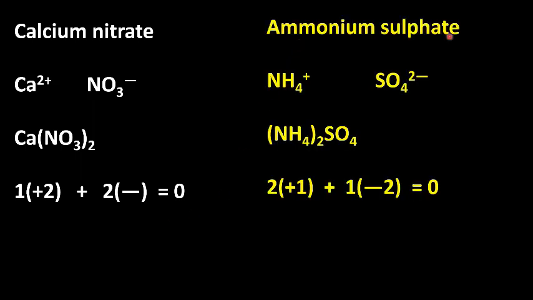In ammonium sulfate also, the ammonium ion has 1 unit of positive charge, the sulfate radical has 2 units of negative charge. So if we exchange the magnitudes, the formula becomes (NH4)2SO4. The charges are here 2 ammonium ions, 2 into plus 1, and 1 sulfate ion, 1 into the charge on the sulfate ion, which is minus 2. Therefore, totally the charge is 0.